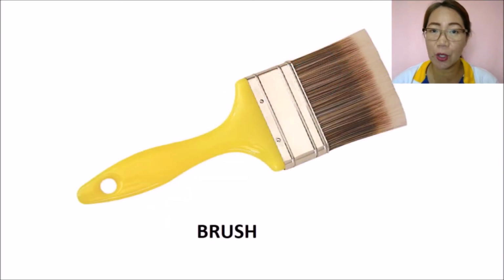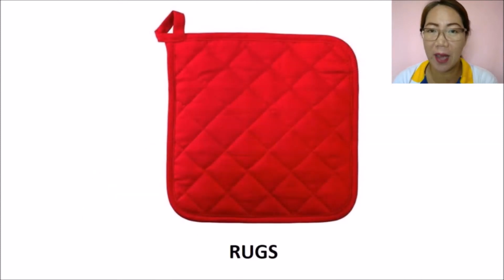And of course, you need to have a brush. Brush for what? To dust out or to wipe, to clean the internal components of your computer system, specifically your system case. Next, we have rags or a typical pot holder. Why? You need to use this to wipe the outside of your system case.